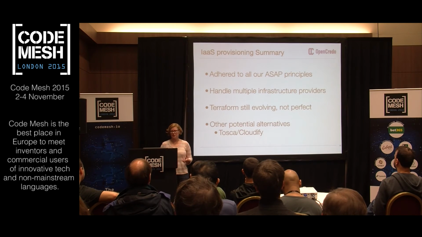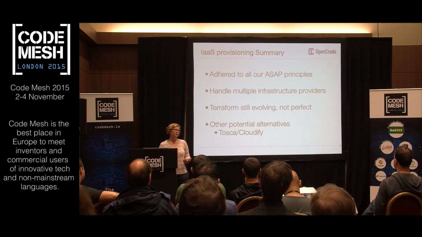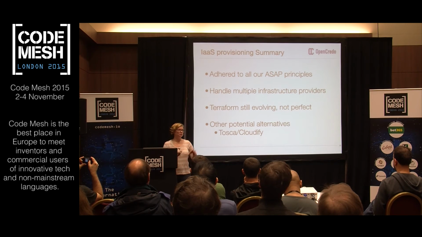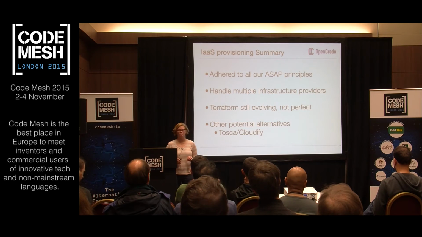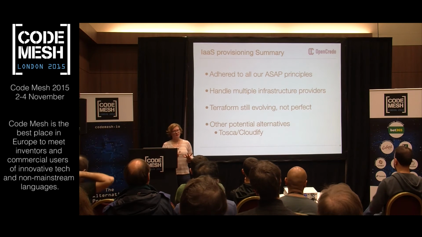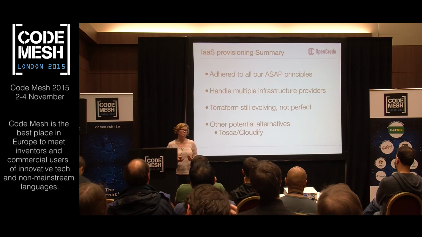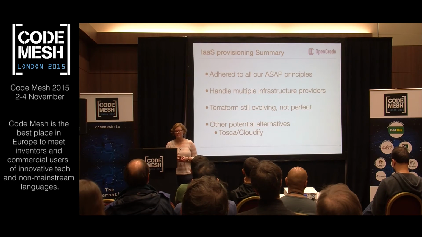So the summary for the infrastructure as a service provisioning side is that we found a tool that adheres to our ASAP principles. We've automated everything. We've managed to separate our configuration from our code so that we can code things differently in different providers. It's API driven, and our preference for a modular open source tooling product has been adhered to. As I said, its key selling point is that you can combine infrastructure from different providers in the same definition.